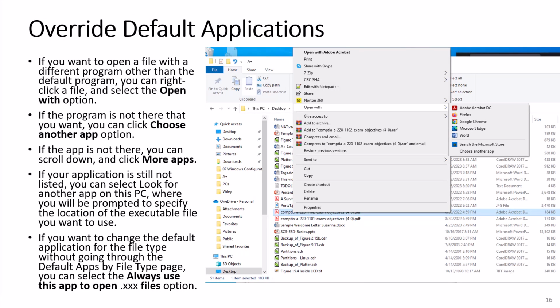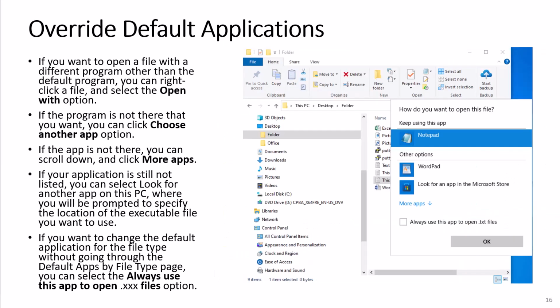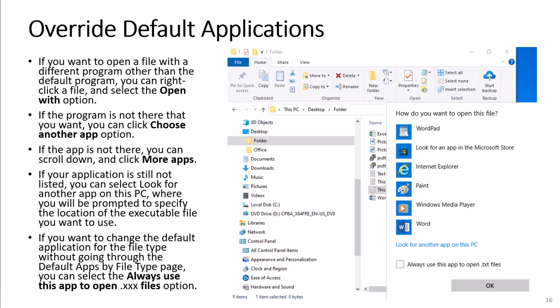If you want to open a file with a different program other than the default program, you can right-click a file and select the Open With option. If the program is not there that you want, you can click Choose Another App option. If the app is not there, you may be able to scroll down and click More Apps. If your application is still not listed, you can select Look for another app on this PC, where you'll be prompted to specify the location of the executable file you want to use.